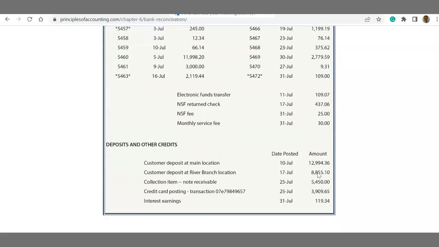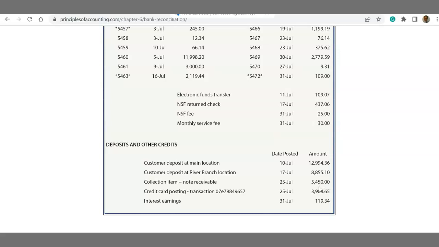But we also have some credit memos. Those are credits that the bank gave you, like a $12,994.36 deposit, another deposit here, and collection of a note receivable that the bank, based on the agreement between you and the bank, is collecting. At the same time, a portion of the note receivable that the bank is collecting is technically the principal of the loan that someone borrowed from you, and a portion is the interest that you earned on that borrowing.